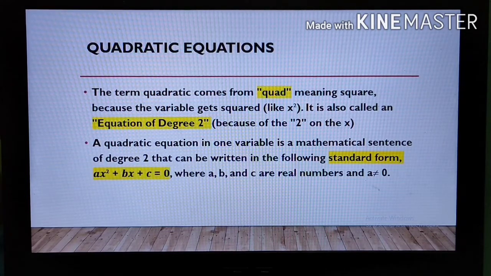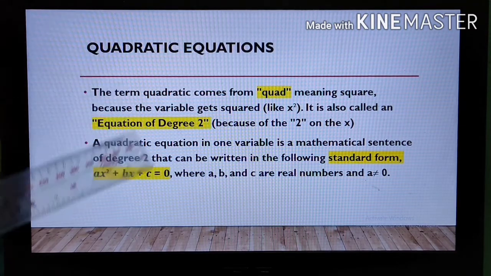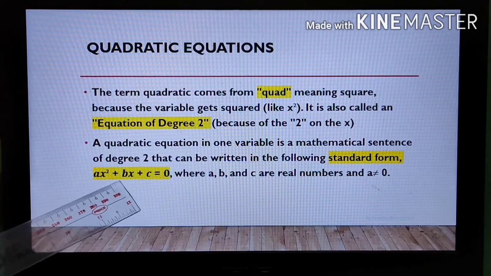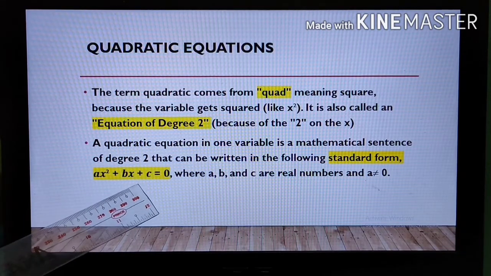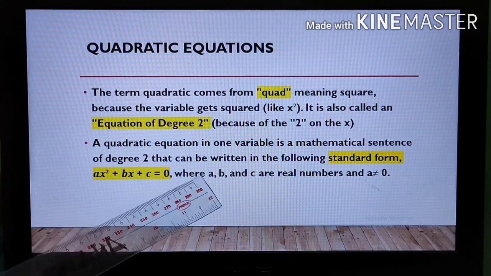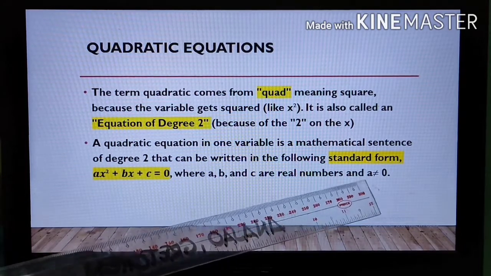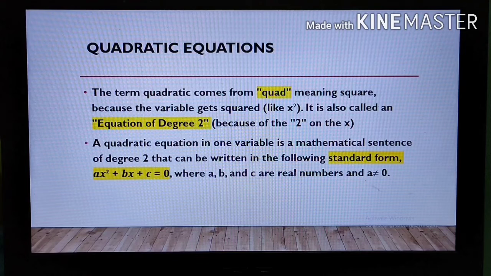A quadratic equation in one variable is a mathematical sentence of degree 2 that can be written in the following standard form. So the standard form of a quadratic equation is this one. You need to memorize this: ax squared plus bx plus c is equal to 0, where a, b, and c are real numbers and a should not be equal to 0. So dapat dili ma-0 ang a, kung ma-0 ang a, dili na siya quadratic.